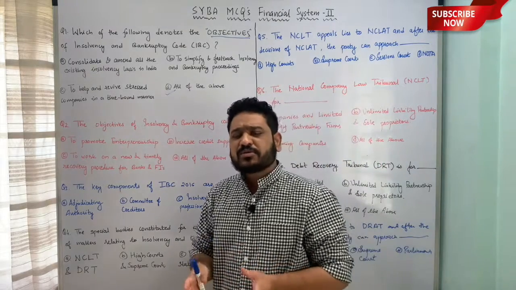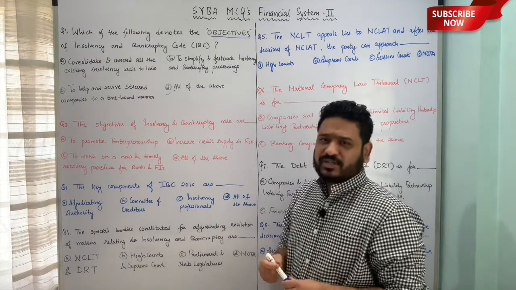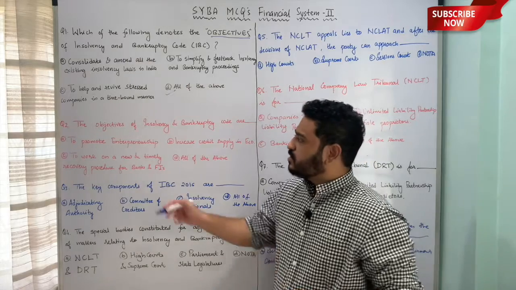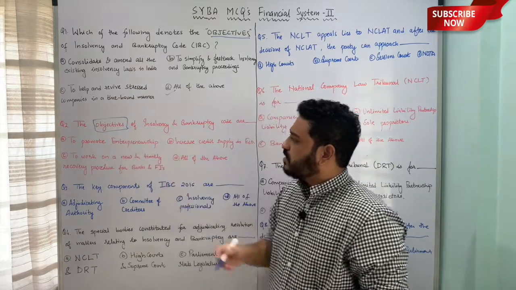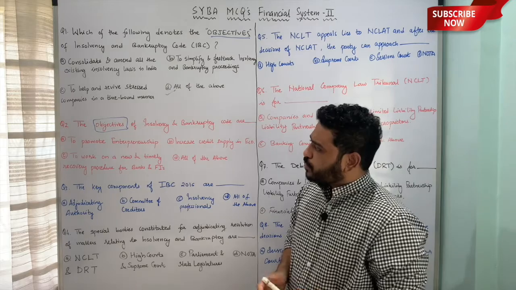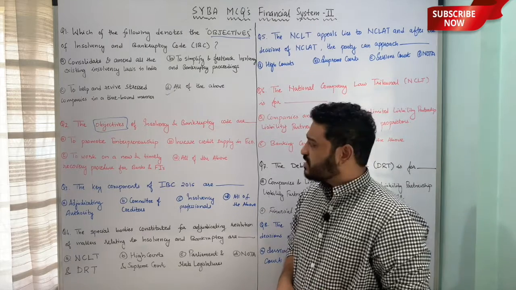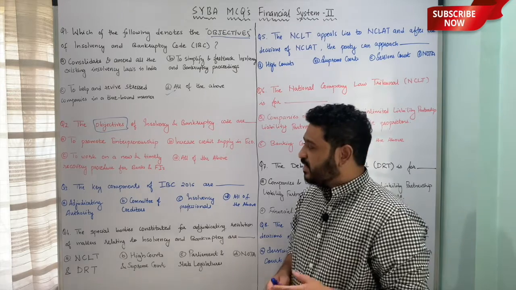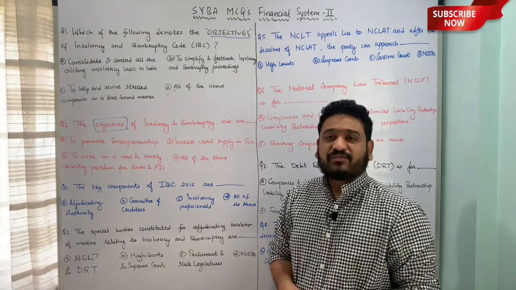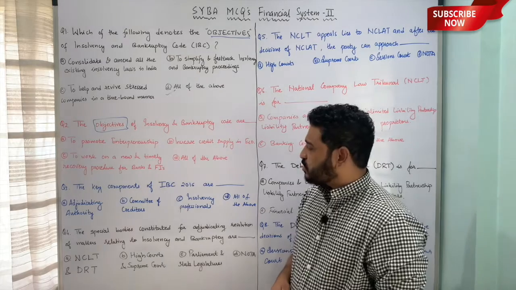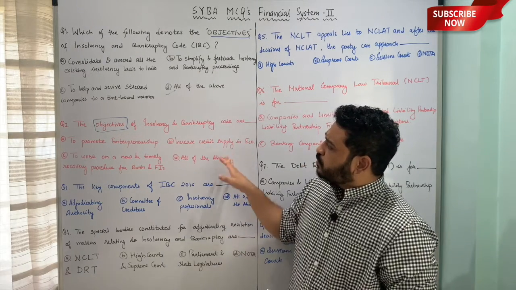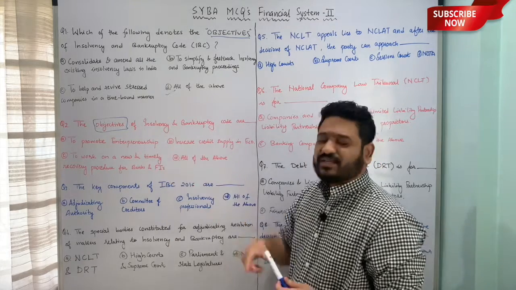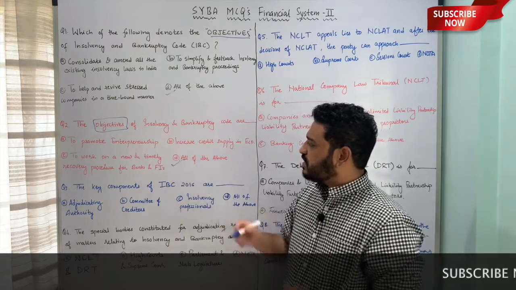The next one is also in relation to objectives, and the question is: the objectives of Insolvency and Bankruptcy Code are dash. Let us look at the first one: to promote entrepreneurship. Second is increase credit supply in economy. Third is to work on a new and timely recovery procedure for banks and financial institutions, and last is all of the above. All of these are the objectives. That means option D is the correct answer.